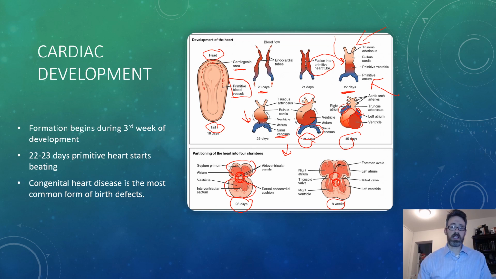A couple of other interesting things to keep in mind in terms of timing. The formation of these endocardial tubes coalescing in the development of the heart starts at the 3rd week of development. By about 22 to 23 days, the primitive heart actually starts to beat. So that's when they can usually hear that, or pick up on that on an echo, for example, after 22 to 23 days. Another important fact is that congenital heart disease is the most common form of birth defect.